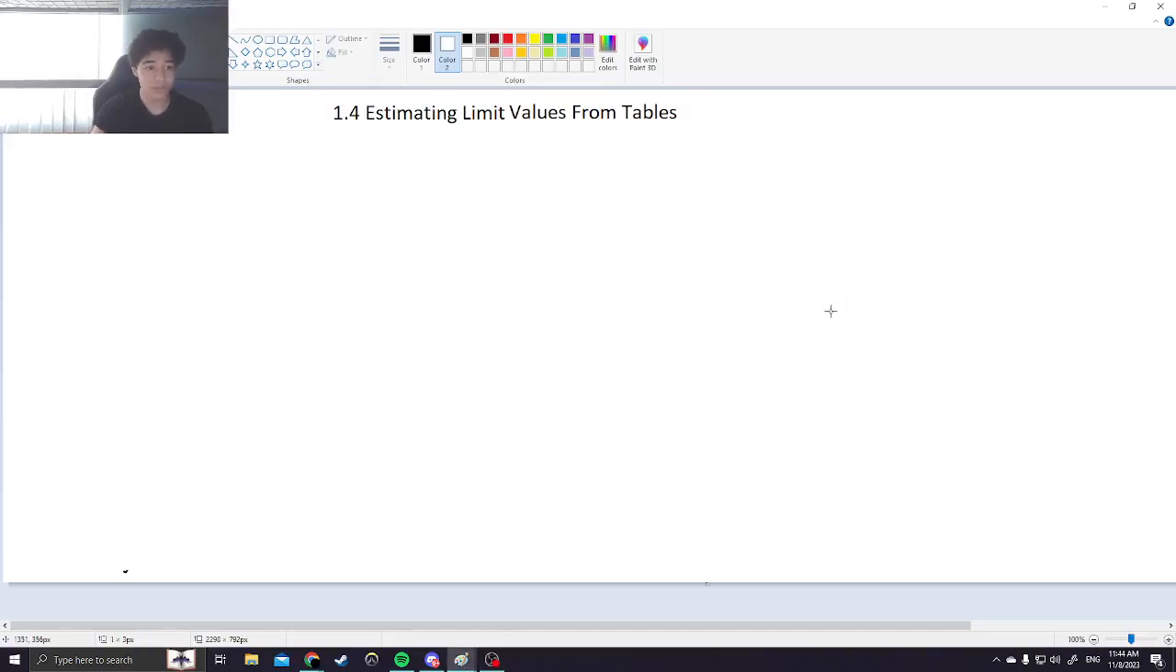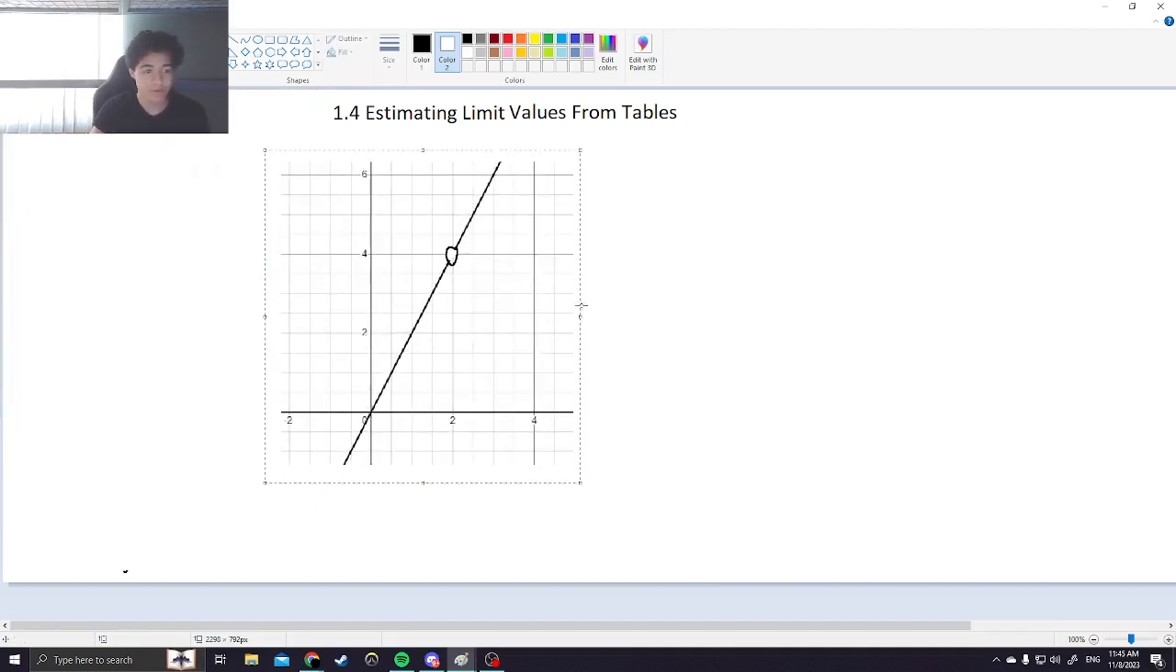Up next, we got 1.4, estimating limit values from tables. So we learned how to do it from a graph. You look at the graph, you look at the line, and you see where it's at. So if we have this graph here, we can see that there's a hole at (2, 4), but we know that the limit of f of x when x is approaching 2 is 4.